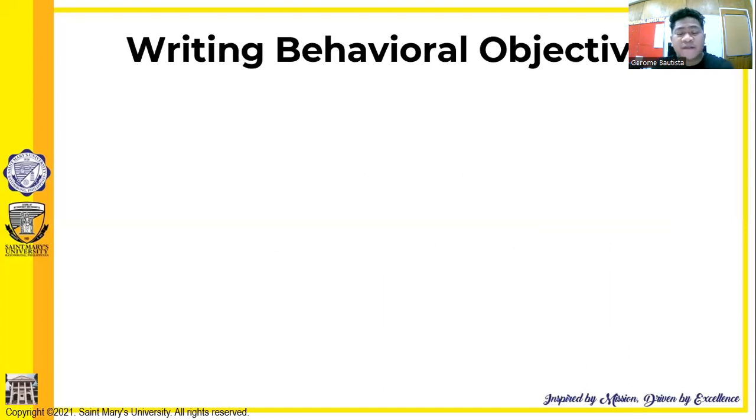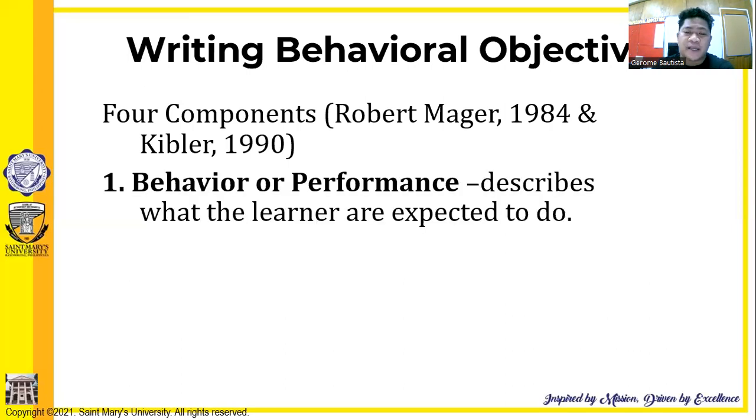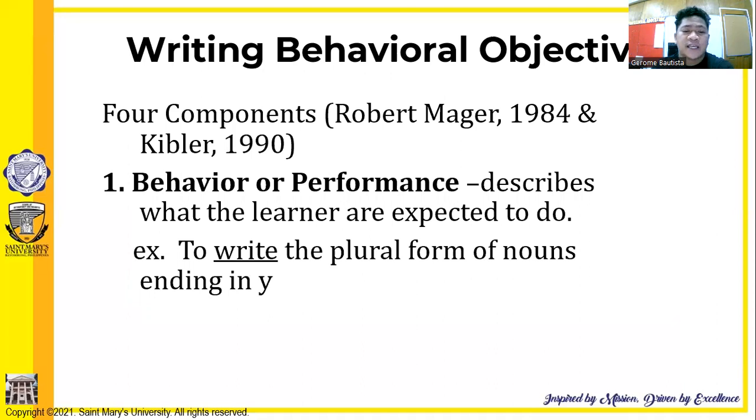Let's now write behavioral objectives, or when we say behavioral objectives, are still pertaining to learning objectives. There are four components of objectives according to Major and Kibler. We have the behavior or the performance. It describes what the learner are expected to do. For example, to write the plural forms of nouns ending in Y. The behavior or the action that is expected is to write.